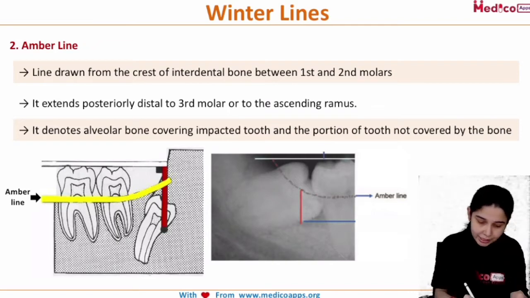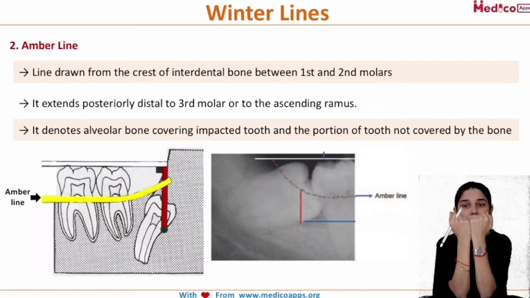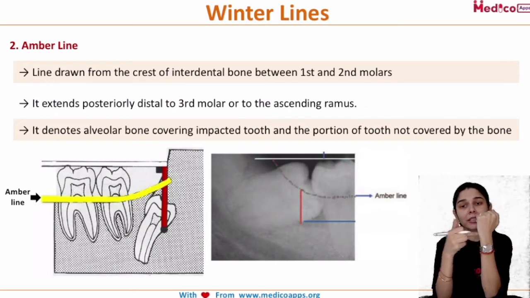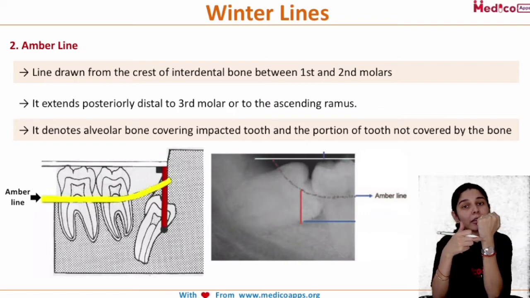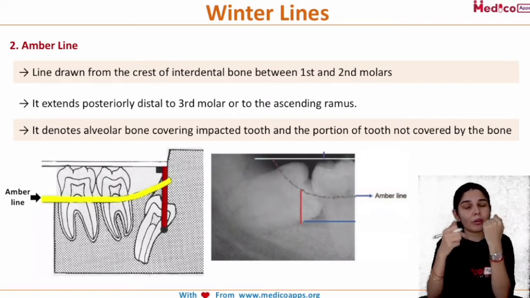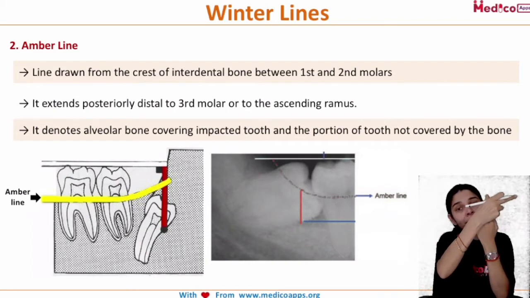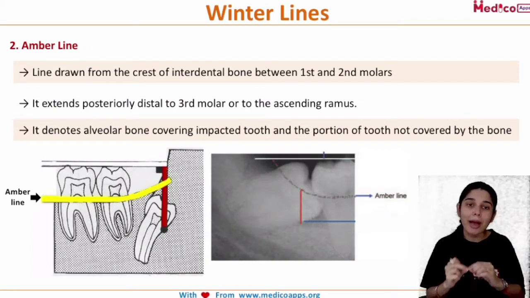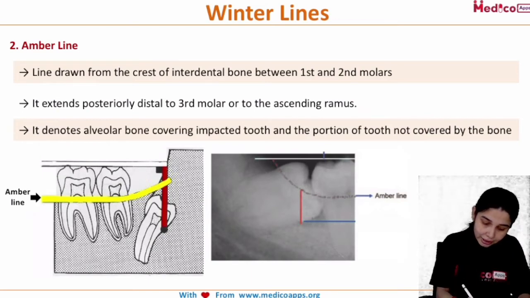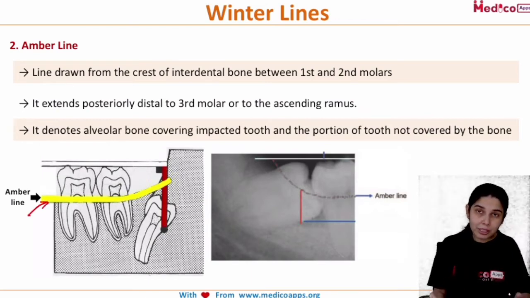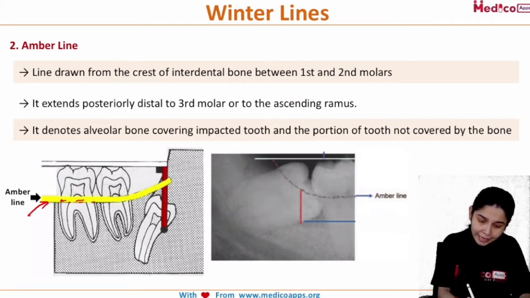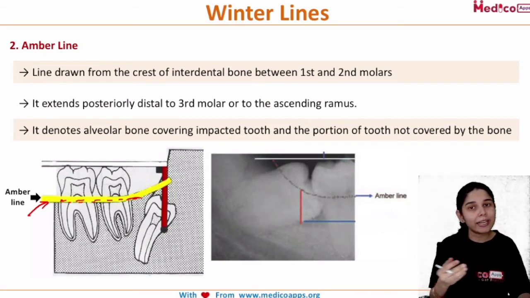So you can see that these are the first and second molar, and if you imagine, this is the alveolar bone, the crest of the interdental bone which is crossing the first and the second molar, and this is just moving backwards. Distally it is moving backwards. Same as you can see, this yellow line is your Amber's line.